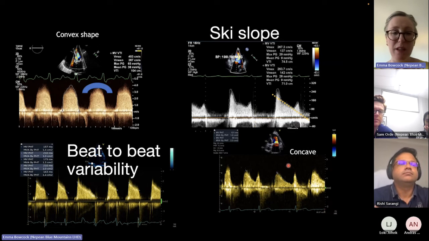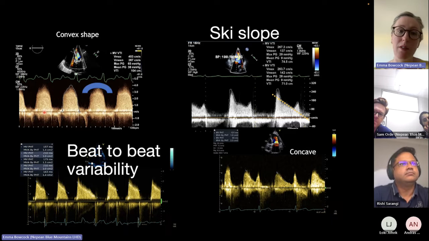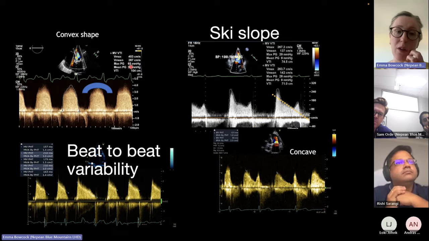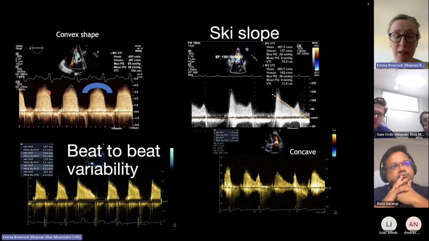The other thing that I find really tricky for pressure half time calculation is if you've got this convex shape, and this is a patient with severe rip-roaring stenosis, actually through a prosthetic valve here, mean gradient of 38, as you can see. This is what you tend to see when it's very, very severe, this sort of flat profile or this sort of convex shape. And you can imagine you cannot trace pressure half time out on that.